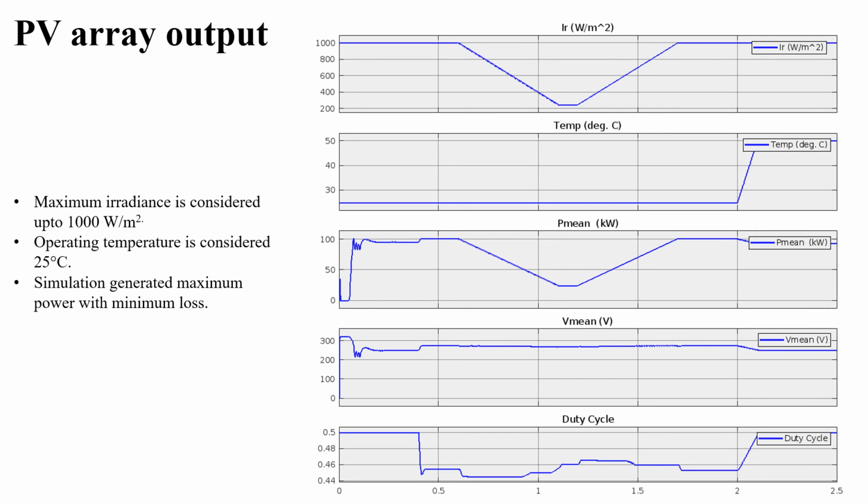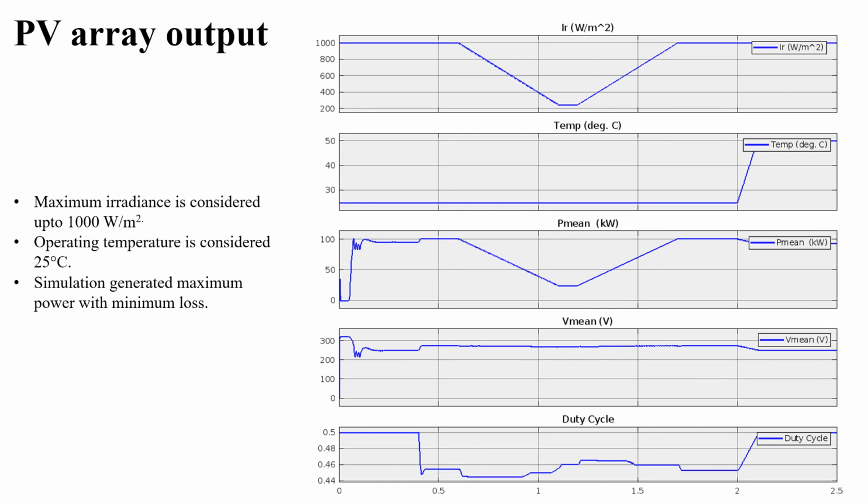Now from the PV array output block, we can observe the irradiance, operating temperature, mean power produced, mean voltage, and the duty cycle from the simulation. The simulation has been taken for 2.5 seconds, and as you can see from the graph, the photovoltaic module reaches up to the maximum power output from its generation with an operating temperature of 25 degrees. The irradiance is considered 1000 watts per meter square. The output of the power is close to maximum and is producing the maximum power with minimum loss.